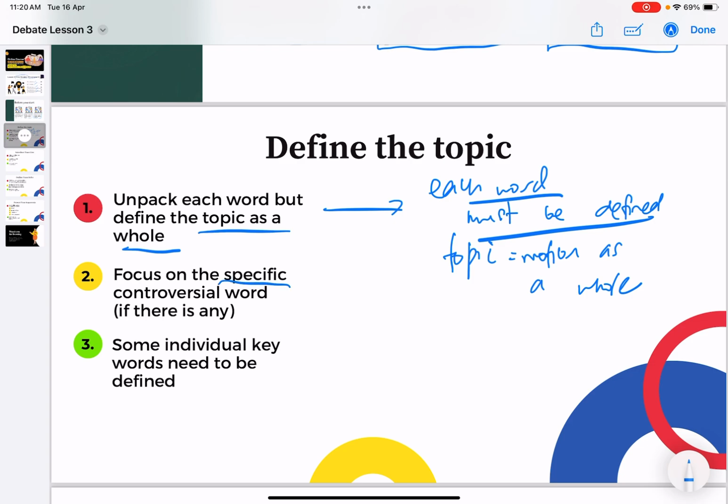Focus on the specific controversial word, if there are any. So, mobile phones should be banned in the classroom. The word banned sounds controversial. Focus on that word, define it, make that your key argument.